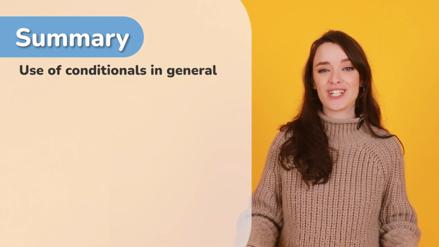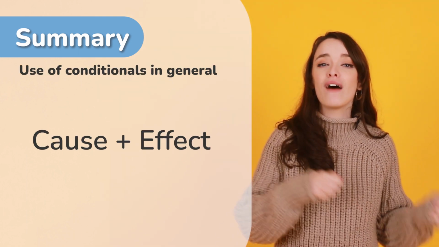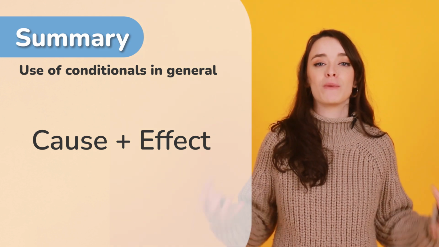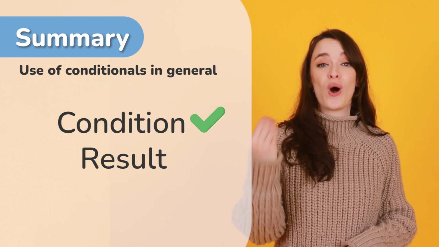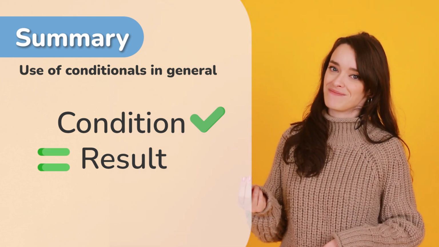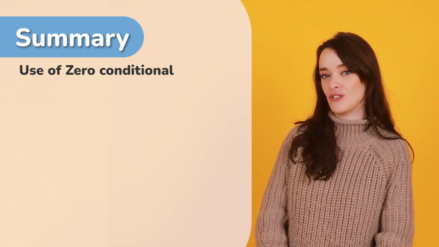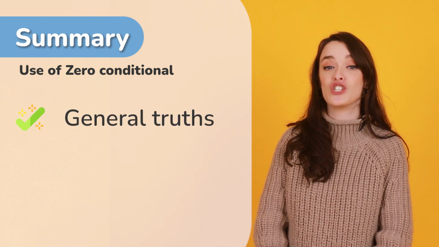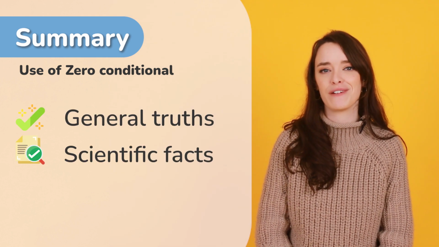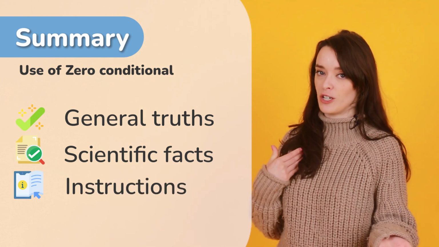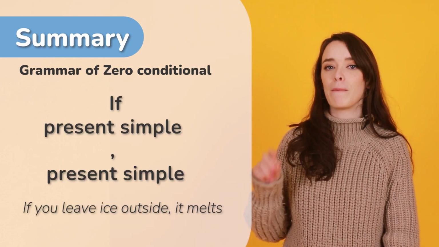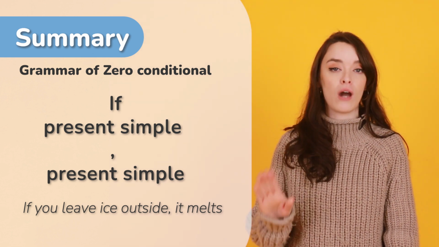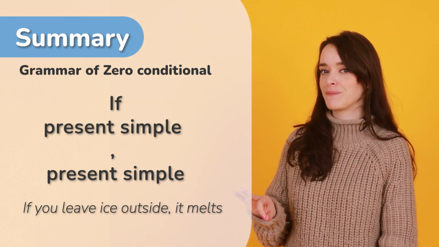We use conditionals in English to talk about the cause and effect relationship between two events, where the result is always true and certain. We use zero conditional to talk about things that are generally true, scientific facts, or instructions. The grammar for this conditional is if plus present simple, comma, present simple.